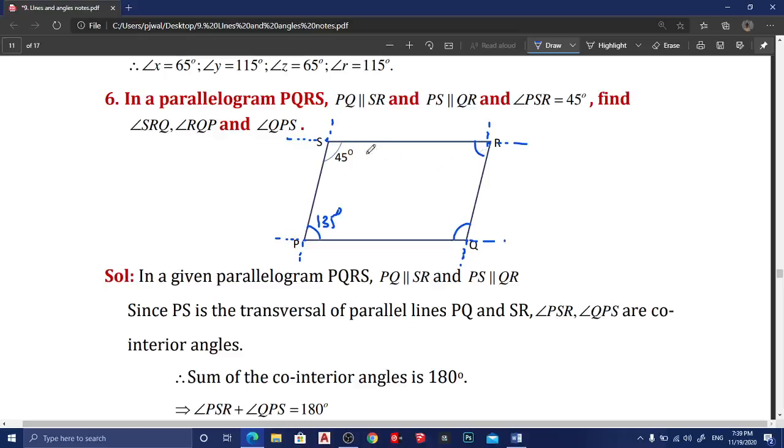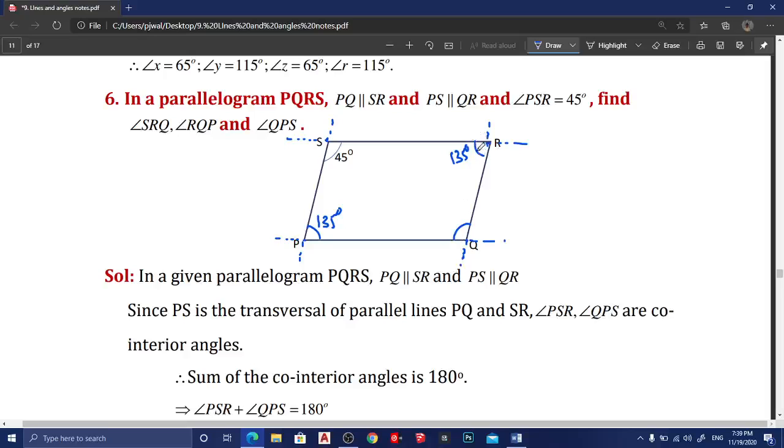The sum of the co-interior angles is 180 degrees. So since it is 45 degrees, again you will get 135 degrees only, because by subtracting that from 180 degrees you will get 135 degrees. Now again you take these two lines. These two are parallel to each other, and this line will become the transversal.